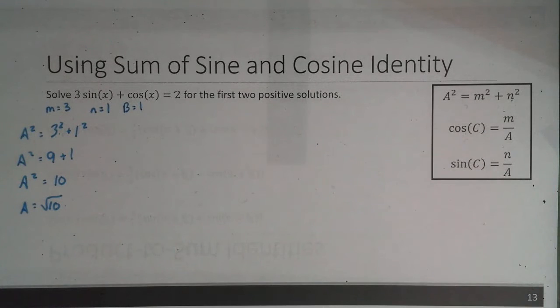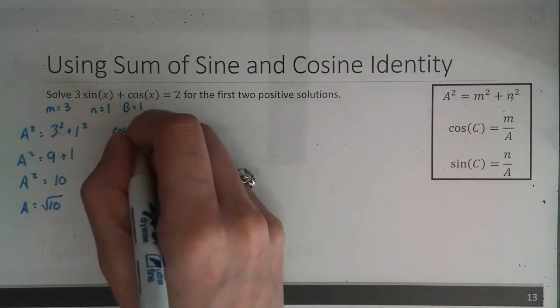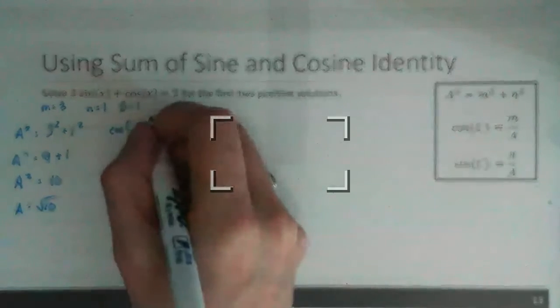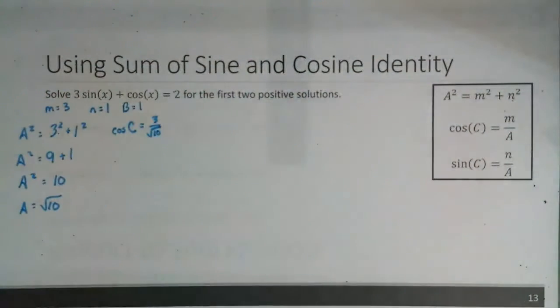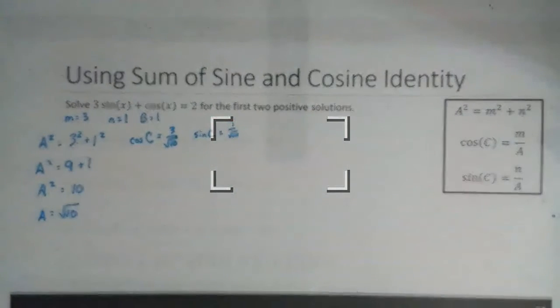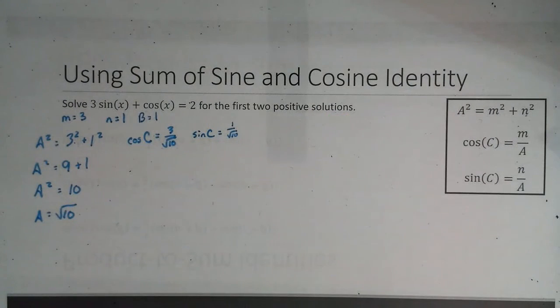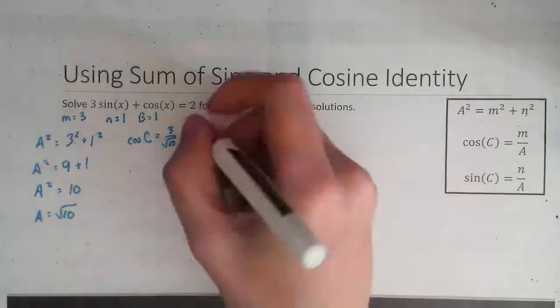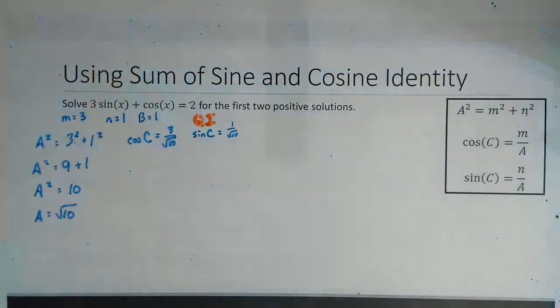Now I'm going to set up my other 2 equations. We have the cosine of c is equal to m, which is 3, over a, which is the square root of 10. The sine of c is going to be equal to my n value over a, so that will be 1 over the square root of 10. You'll notice that both my sine and cosine are positive. Which quadrant has sine and cosine both positive? That's quadrant 1.